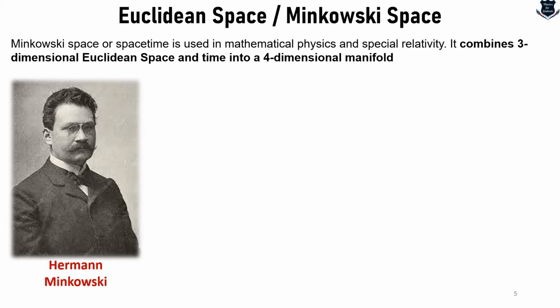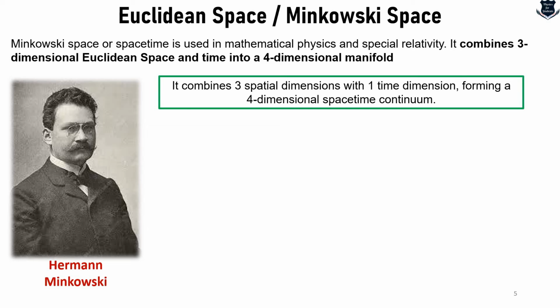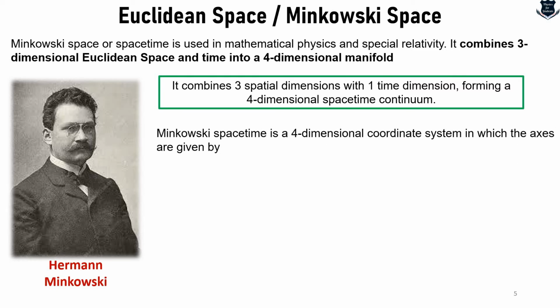Hence, it is known as Minkowski spacetime, in which time and space are not separate entities but intermingled in a four-dimensional spacetime, and in which the Lorentz geometry of special relativity can be effectively represented using what is called the invariant interval. What is that invariant interval? We will soon see that. So it combines three spatial and one time dimension into a four-dimensional spacetime continuum.